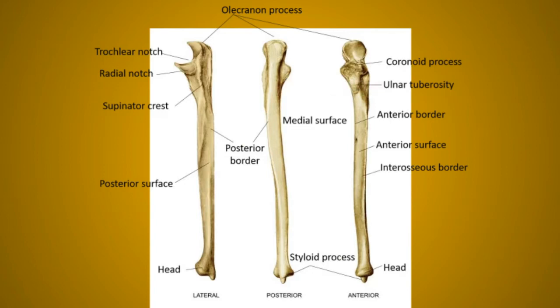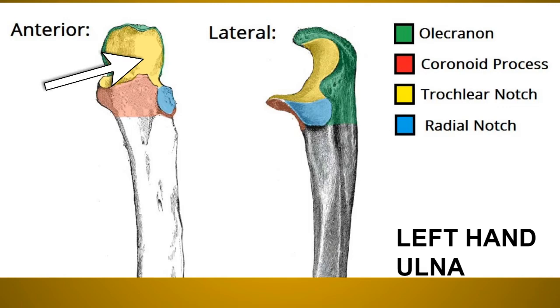Simple. The next is the trochlear notch. The trochlear notch basically forms an articular surface that articulates with the trochlea of the humerus bone to form the elbow joint. Simple. And also the radial notch, of course the name says radial notch. So this basically articulates with the head of the radius to form the superior radio-ulnar joint.